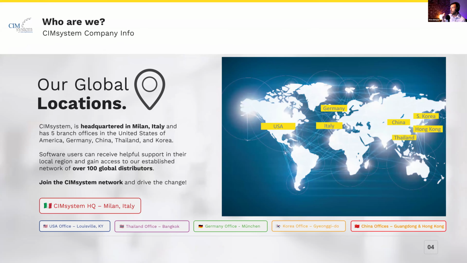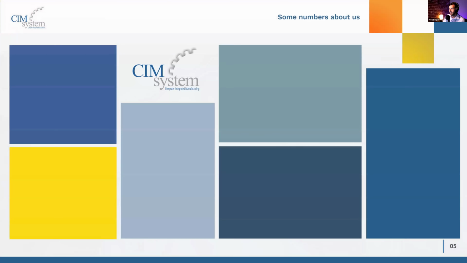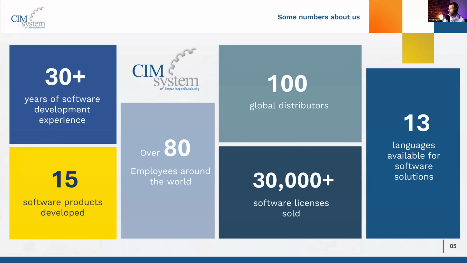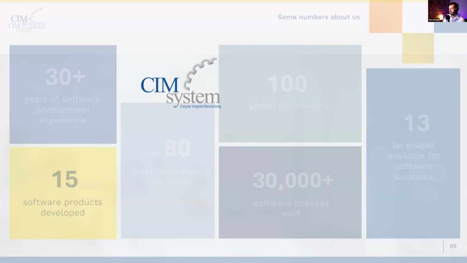We have several different locations. I'm actually in the USA location. Jimmy's over in Italy right now. Italy is our headquarters in Milan. And we have several other offices in Germany, China, Thailand, in Asia. Here in the USA, we cover the Western Hemisphere. So that's a little bit about us. You can see some stats. We've been doing it for a long time, have a lot of different software products, a lot of partners, and we're all over the place.